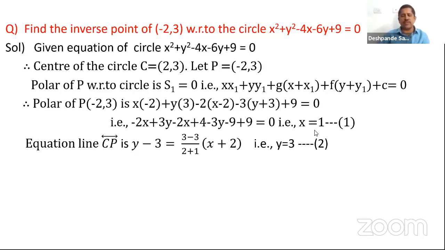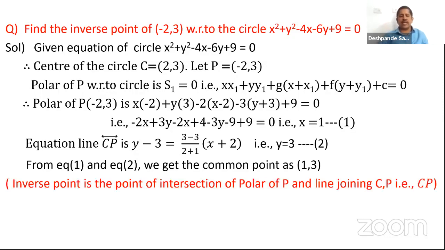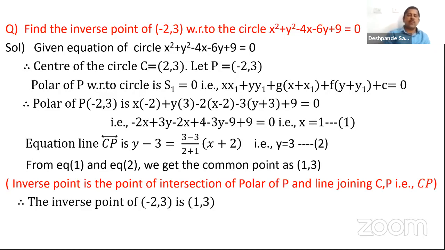So you need to solve these equations. Already you got x is equal to 1 and y is equal to 3. So what is the solution of these two? It is (1, 3). So the common point is x equal to 1 and y equal to 3, that is (1, 3). So the point (1, 3) you can say is the inverse of (-2, 3). Okay, so this is finding the inverse point of a point with respect to a circle.